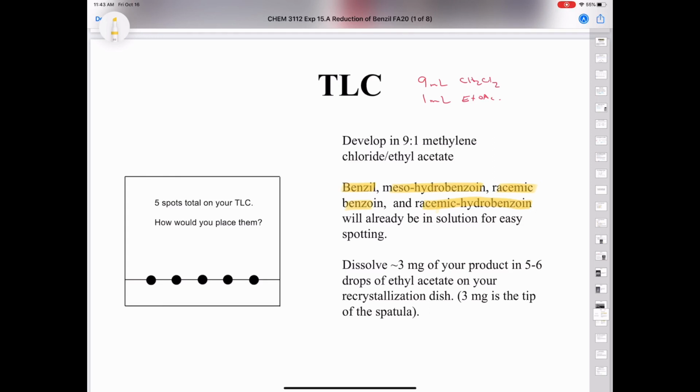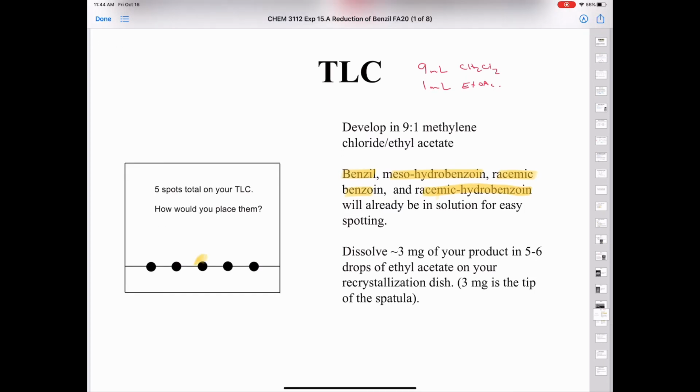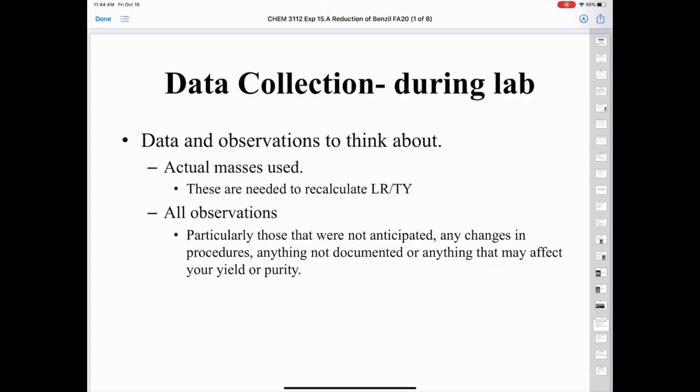Then you're going to take about 3 milligrams or the end of a spatula of your product, dissolve it in a little bit of ethyl acetate, around 5 or 6 drops. Do this in your crystallization dish, and then you're going to spot that on the TLC as well. Your instructor will tell you the order that they want the spots to be on the TLC plate. It's always a good idea to put your product somewhere in the middle.